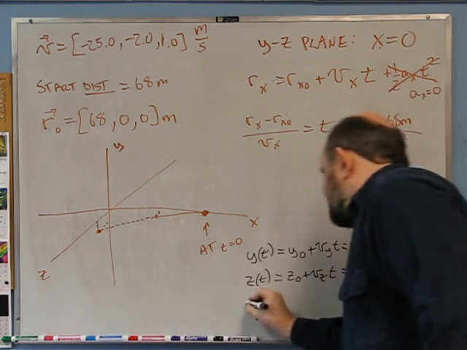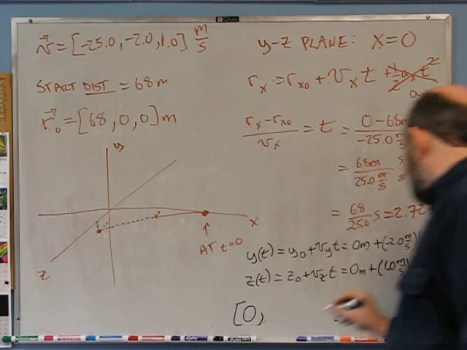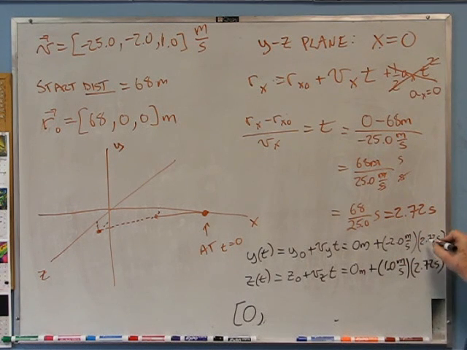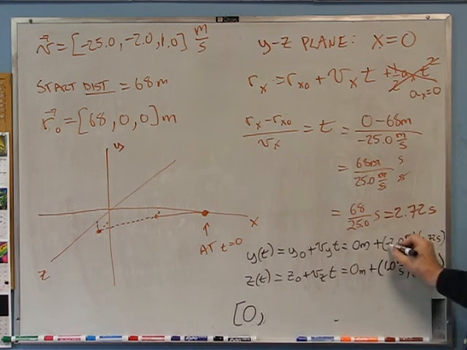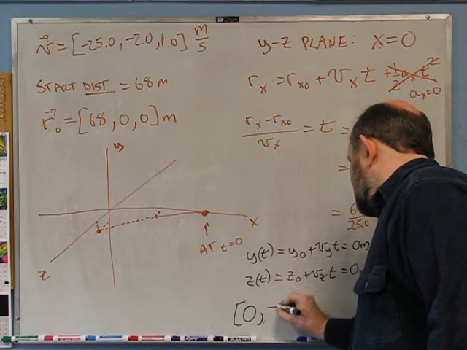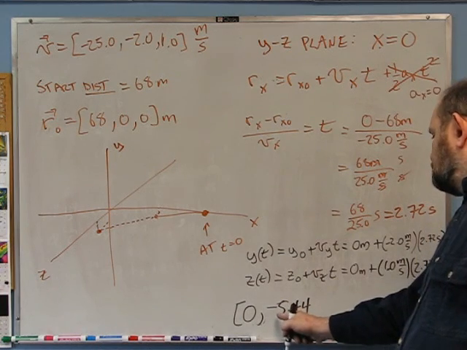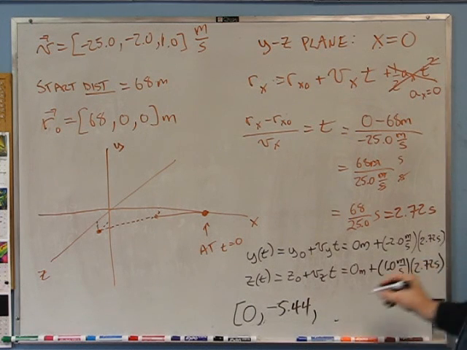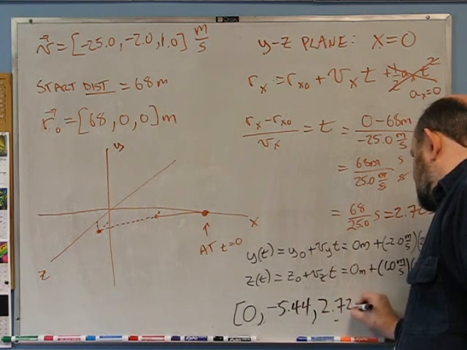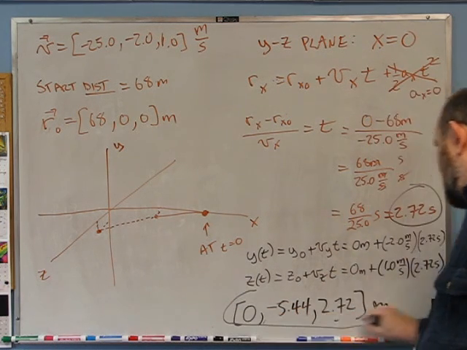All right, and what that tells me, I just have to multiply these numbers out, is that it crosses the YZ plane at 0, comma, 2 times 2.72 is 5.44. It's going to be minus times plus, so 0, comma, minus 5.44, and Y is negative, comma, and then 1 times 2.72 is easy, 2.72 meters. So here is the when, and here is the where.